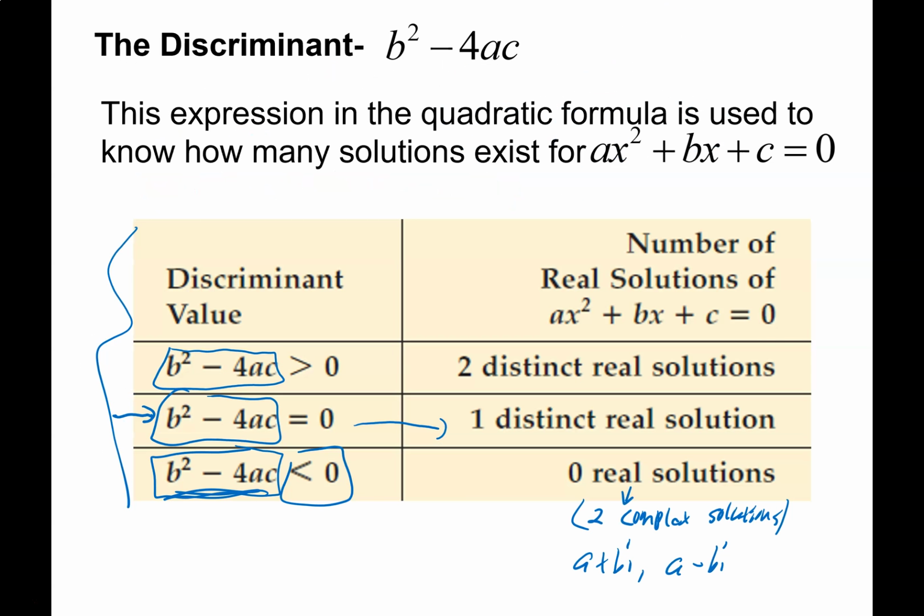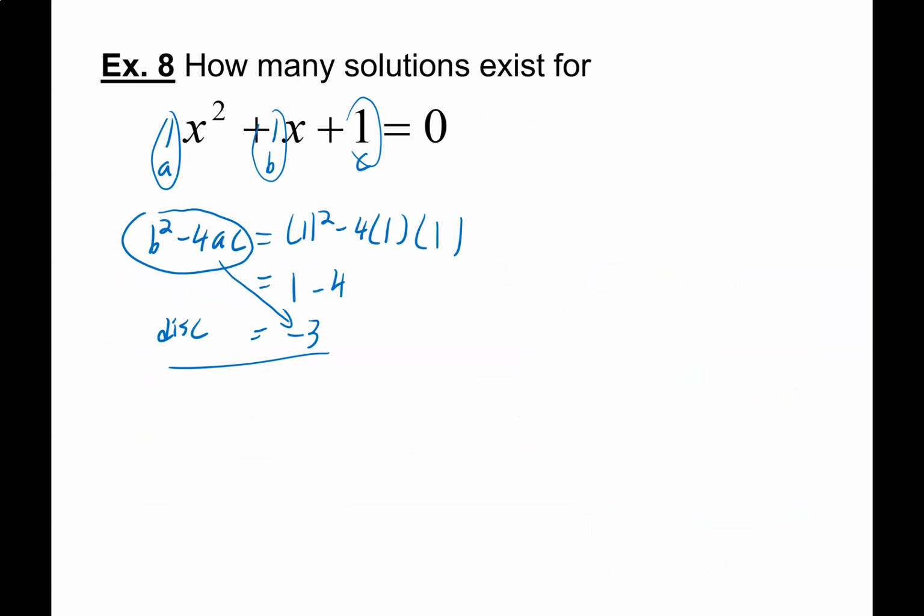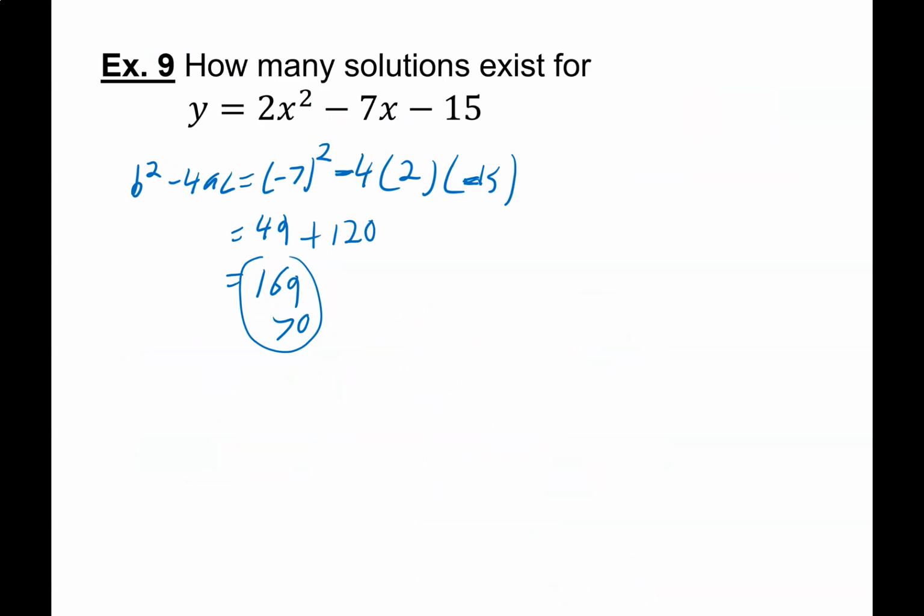And since that is greater than 0, last time I checked 169 was greater than 0, that means I'm going to get two reals, which are not multiplicities. They're going to be two distinct different reals. So since b squared minus 4ac is greater than 0, you get two distinct, meaning different, real solutions, or real zeros.